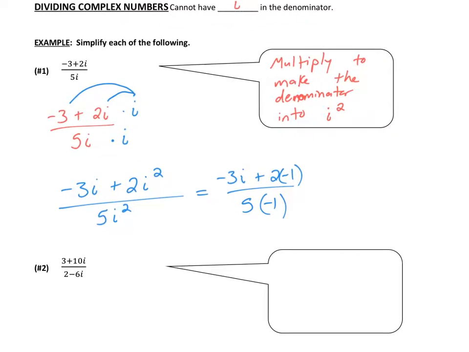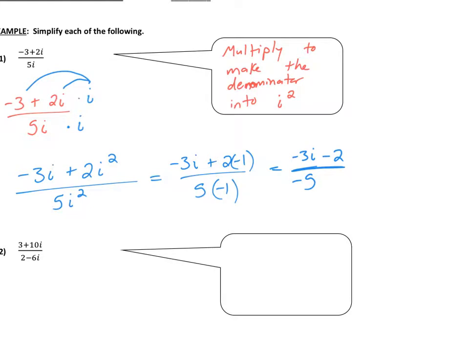Okay, this is how we cancel out the i in the bottom. It now becomes 5 times negative 1, so the bottom is negative 5. The top is negative 3i minus 2.